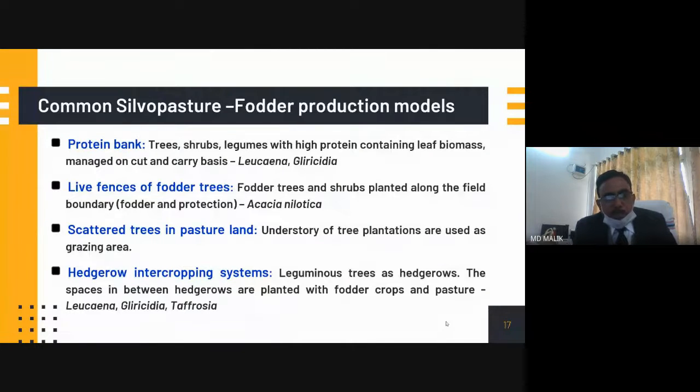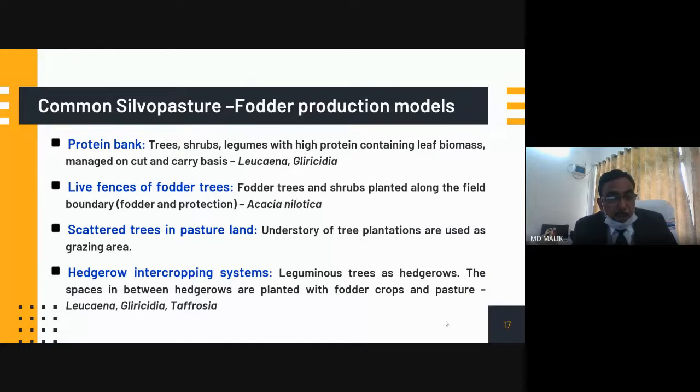Then there are live fences of fodder trees, which are also very good, sir, in this Rajasthan area, and even in Bihar also, Acacia nilotica. These are fodder trees and shrubs planted along the field boundary, good for protection and good for fodder also, and animals like it, particularly goats. Then there are scattered trees in pasture land, where the understory of the tree plantations is used as grazing area. Whatever the tree is on the top story, the understory shrubs help in the grazing area, and this is very important for livestock.